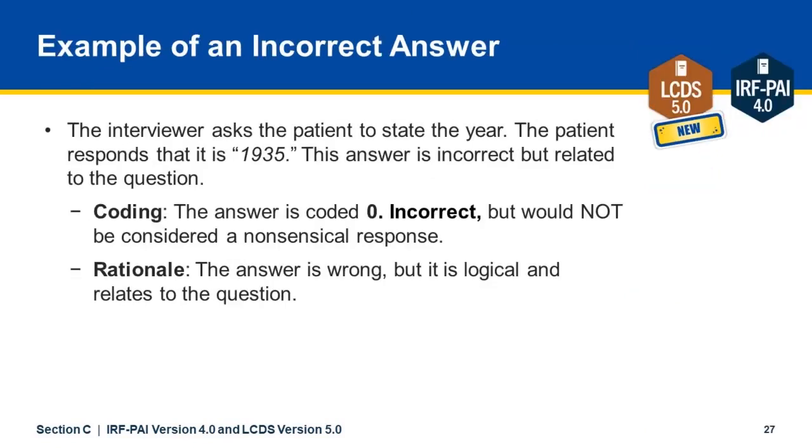So an incorrect answer. The interviewer asks the patient to state the year. The patient responds, "It's 1935." This answer is incorrect, but related to the question. So we are going to code this as 0 incorrect, but would not be considered a nonsensical response. The answer is wrong, but it is logical and relates to the question.